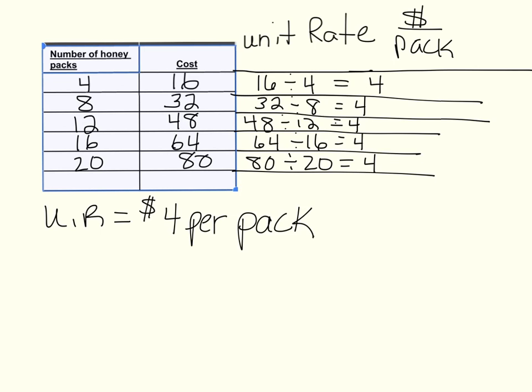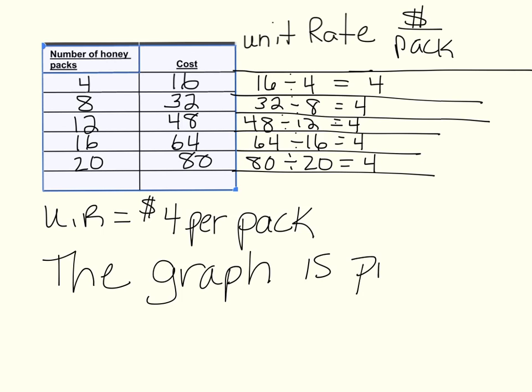Okay, so once I did all my work here, I found that all the unit rates were 4. And what does that unit rate mean? So I go back and look at my words. $4 per pack. So my unit rate is $4 per pack. So since they all had the same unit rate, that means that the graph is proportional.